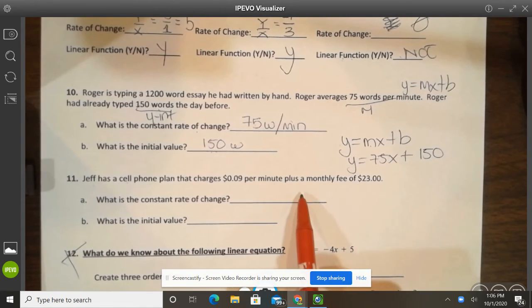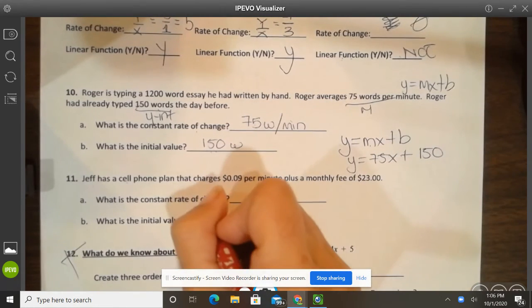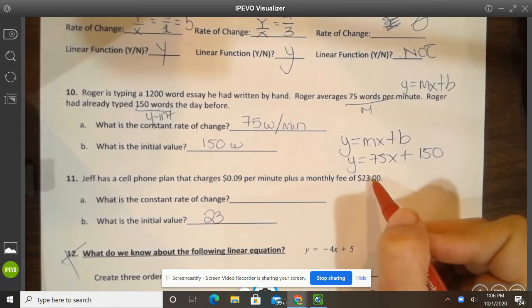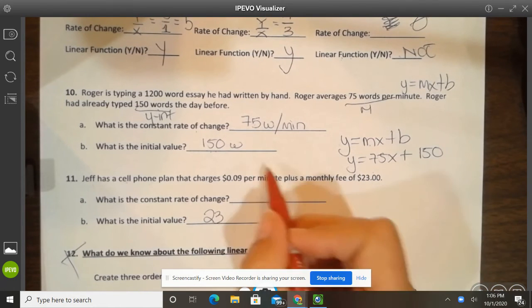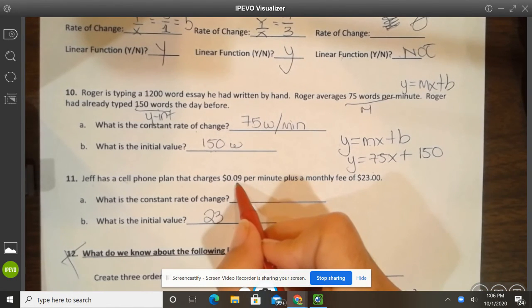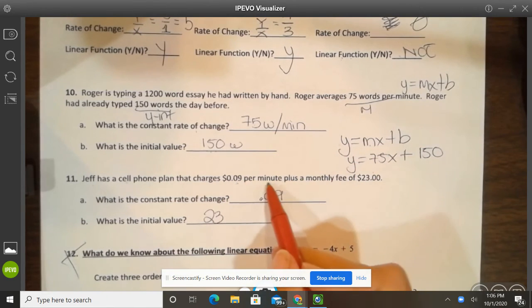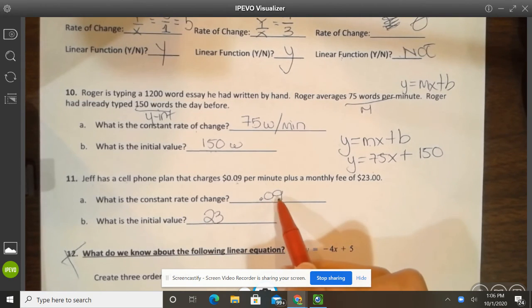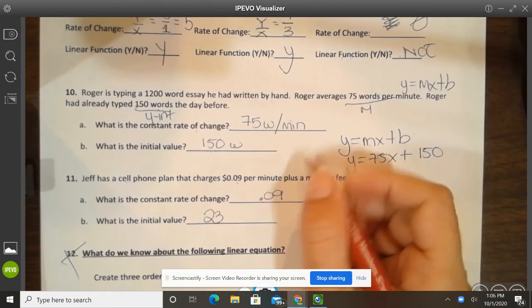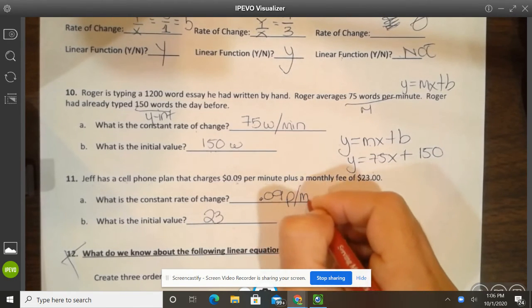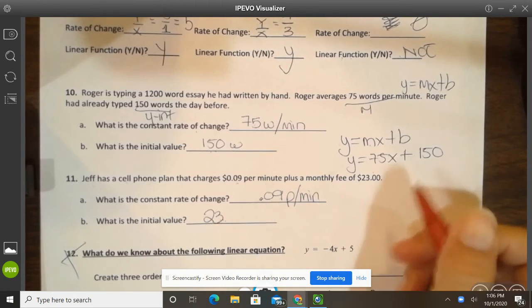So you have to start by the initial value is 23, almost messed up again, 23, and then it charges per minute 9 cents. So this is your constant rate of change. Now it depends how many minutes, that's why how much you're going to be charged in the total cost per month, right? So this changes. So this is per minute, and this is the initial value.